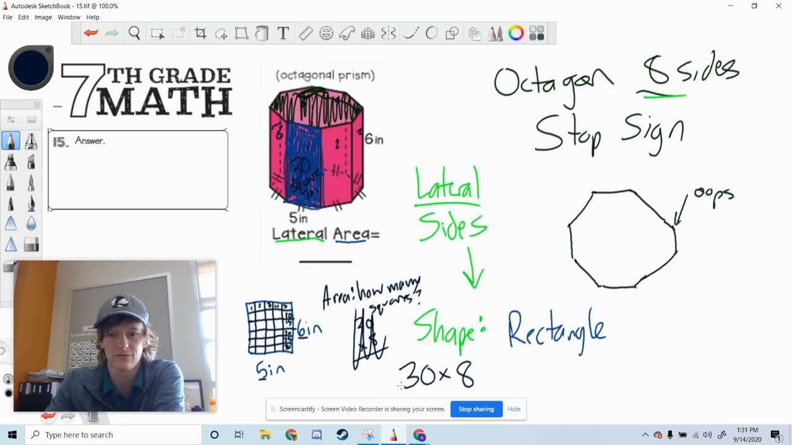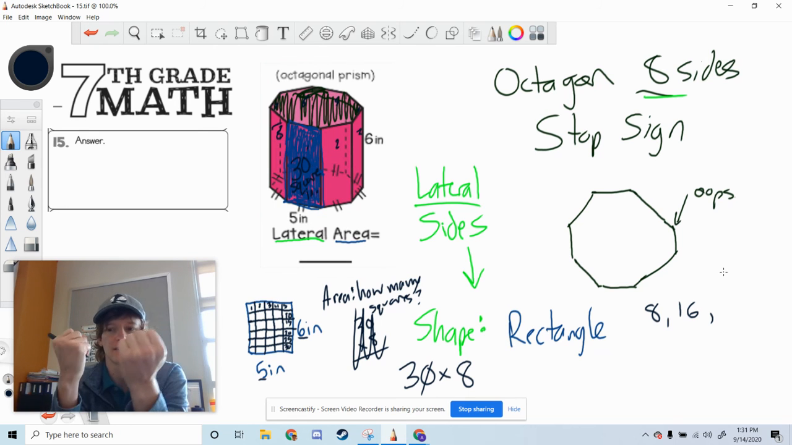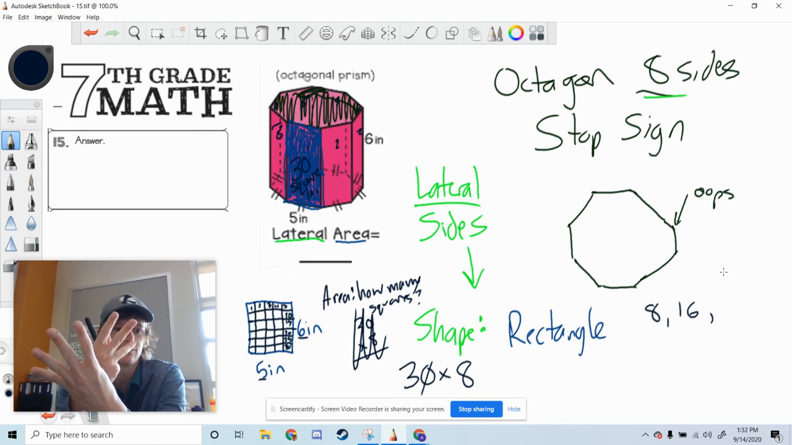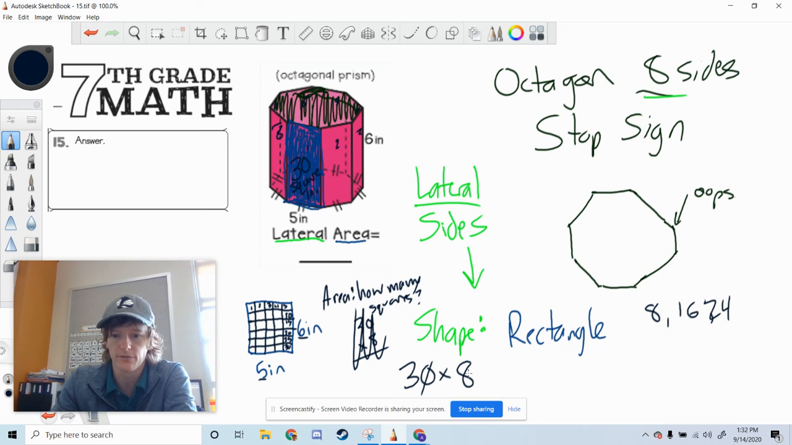Okay, anytime I have a 0, I can just get rid of it. 3 times 8. Well, let's see. 8, 16, 17, 18, 19, 20, 21, 22, 23, 24. That'd be 24. So 3 times 8 is 24. I cross that 0 off. Now I just got to move it over here. So 30 times 8 is 24 with a 0. 3 times 8 is 24. 30 times 8 is 240.